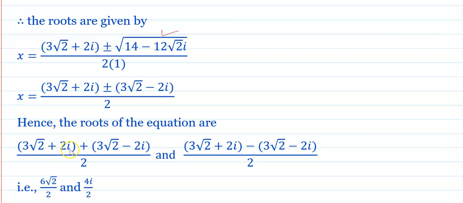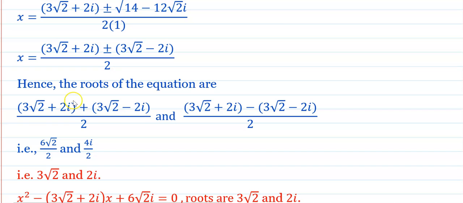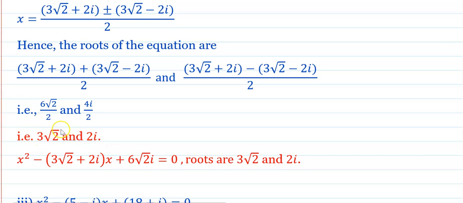(3√2 + 2i + 3√2 − 2i) upon 2 and (3√2 + 2i − 3√2 + 2i) upon 2. Okay. आता minus plus 2i minus 2i get cancelled. 3√2 plus 3√2, you will get 6√2 upon 2. इथे काय? तर 3√2 minus 3√2 get cancelled. 2i plus 2i, you will get 4i upon 2. Therefore, here you are getting 3√2 and here 2i.